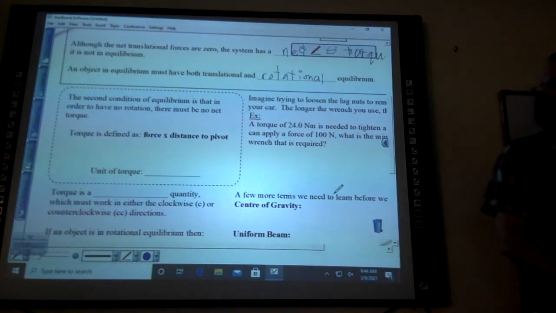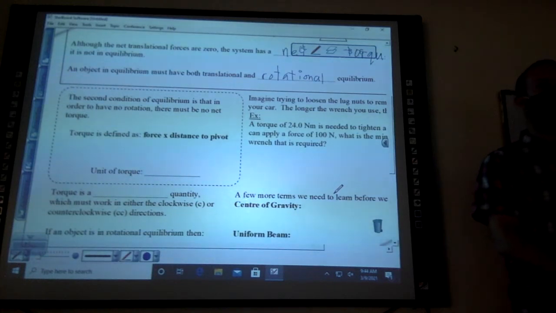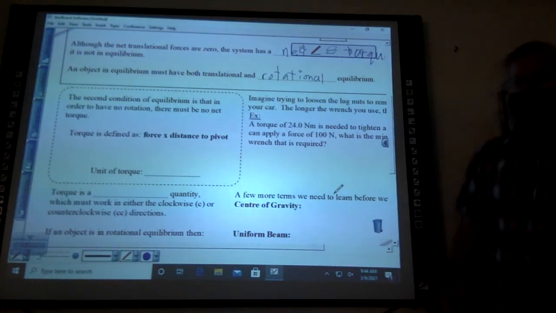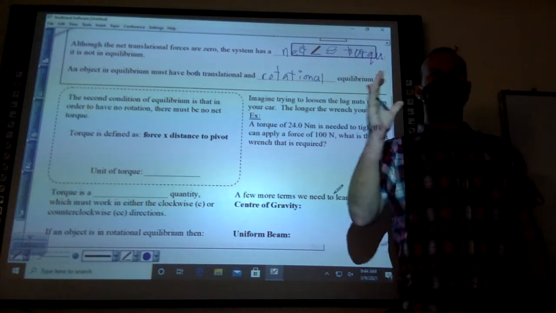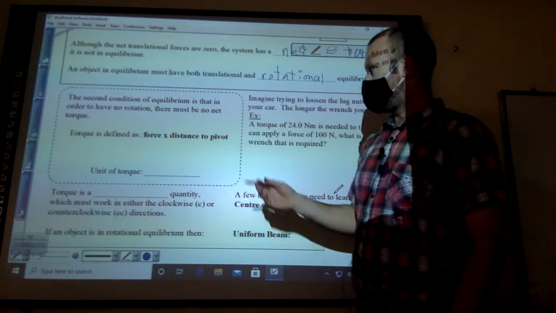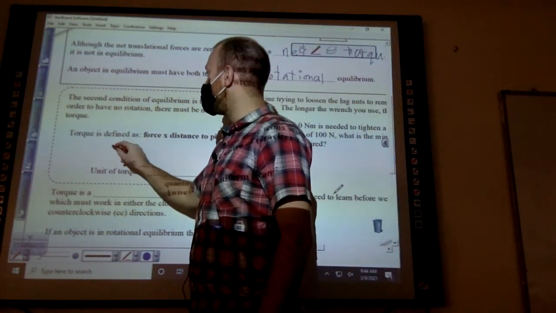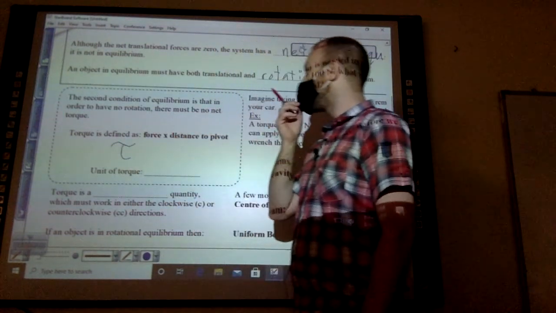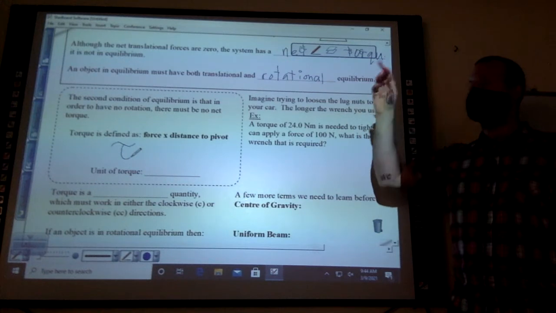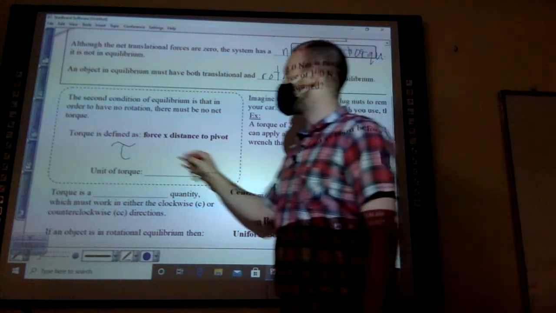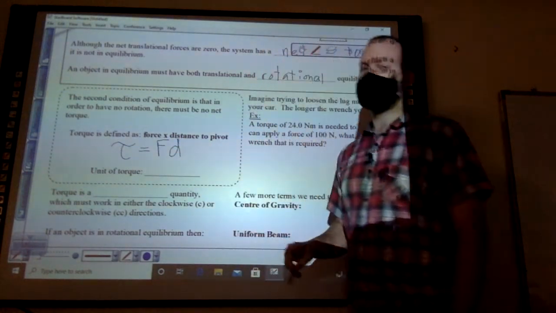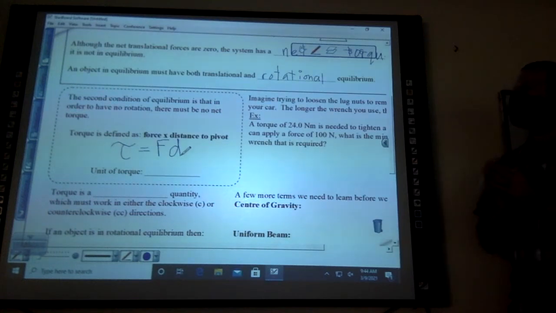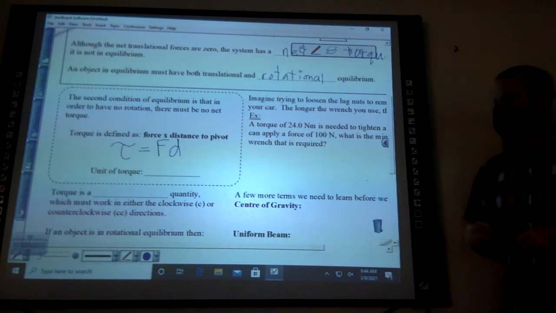So torque, this is our new concept. This is the only thing that's going to be different from last unit. So basically torque is causing some sort of rotation on an object. Our definition, or our equation, is the Greek letter tau, which kind of looks like a T, just a squiggle, and then a backwards J basically. This is equal to force times a distance. And this distance is the distance to your pivot point. I'll explain what that means in a sec.